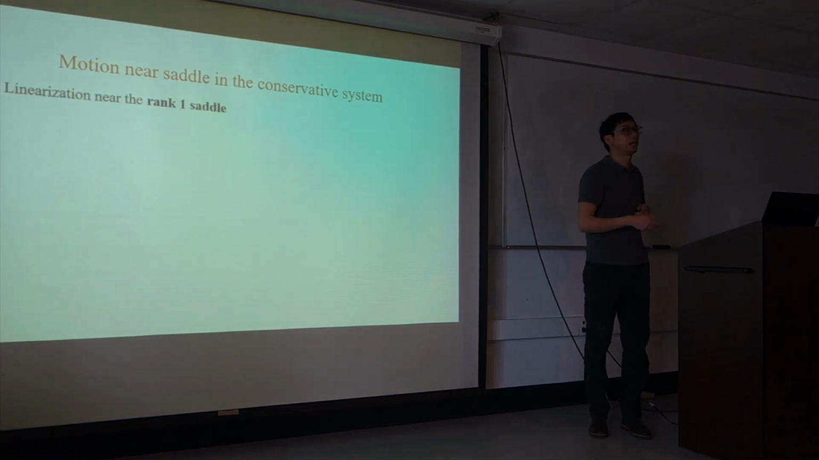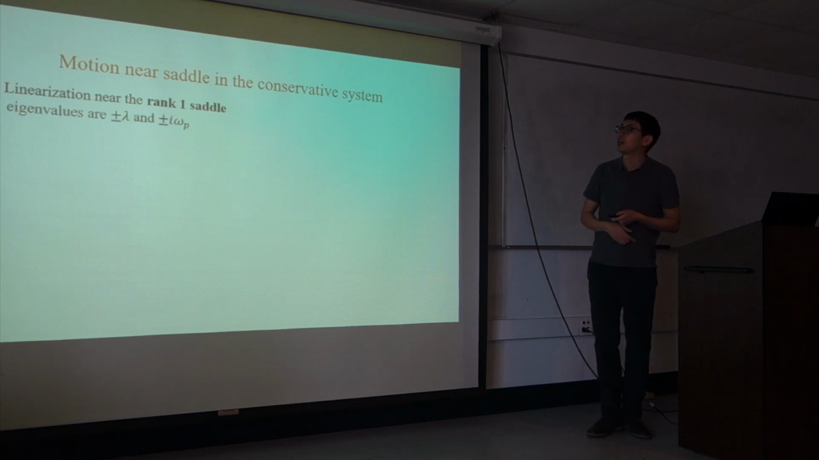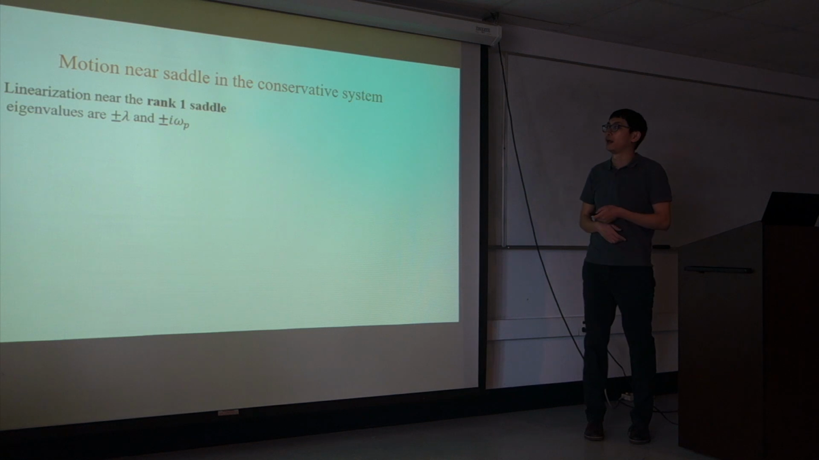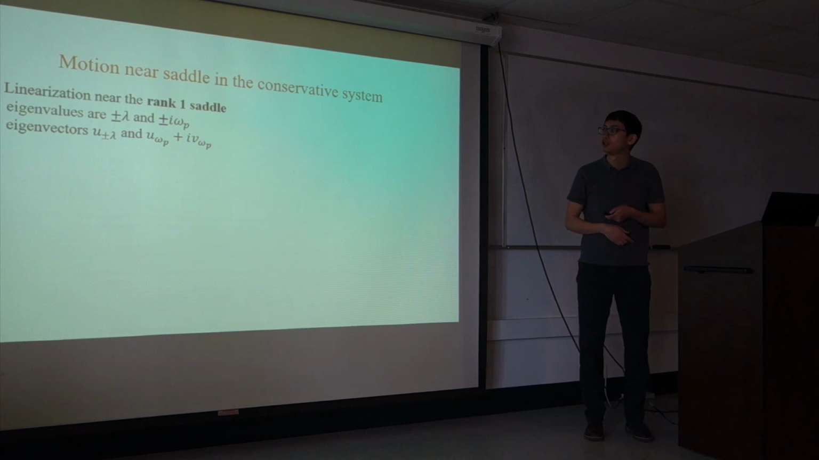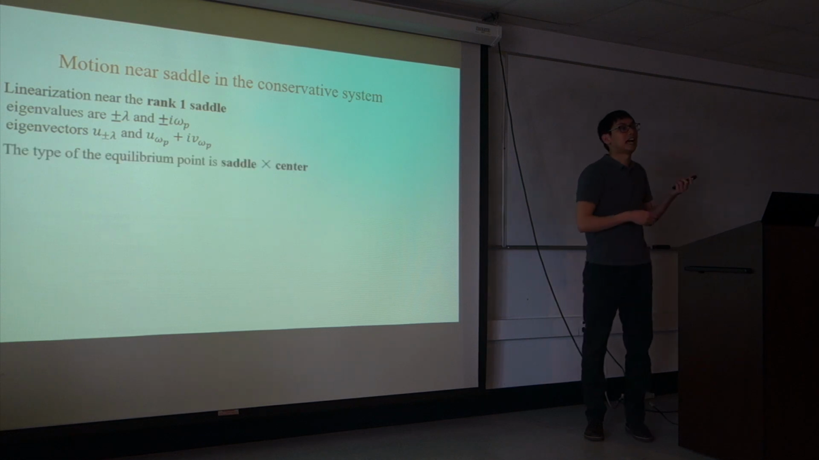For the linearization about the saddle, it has 4 eigenvalues, 1 pair of real numbers and a pair of imaginary numbers. These are the 4 eigenvectors. So this saddle is of type saddle plus center.